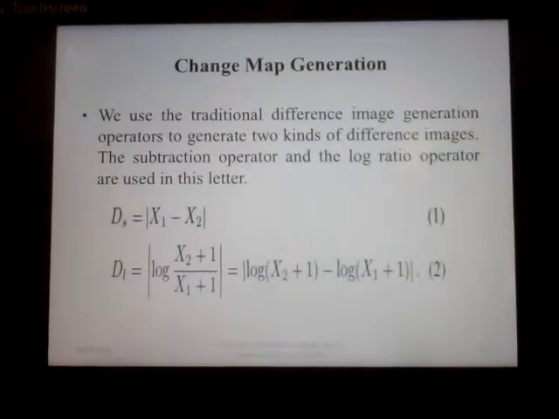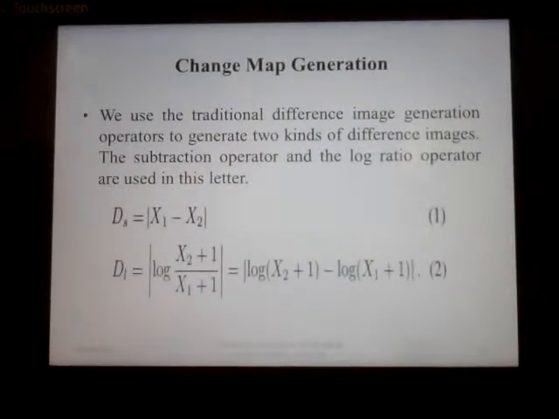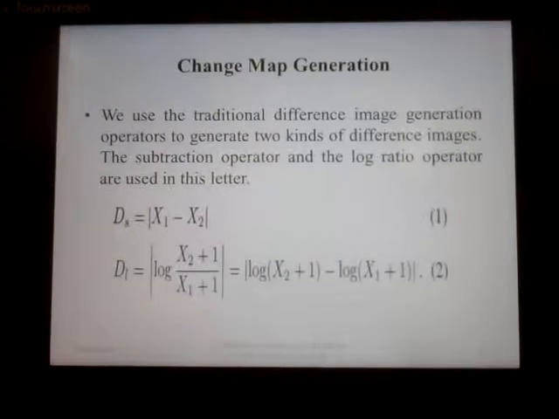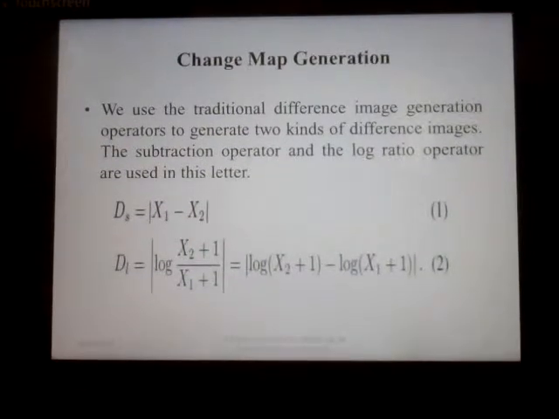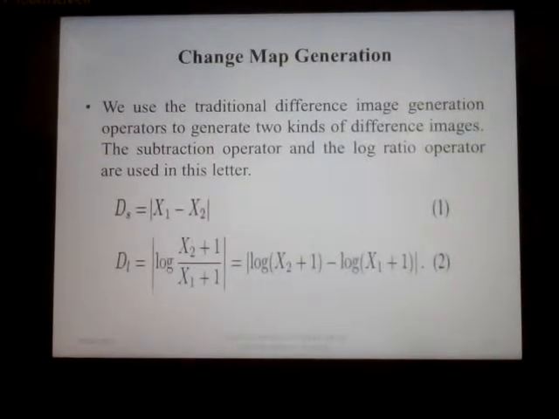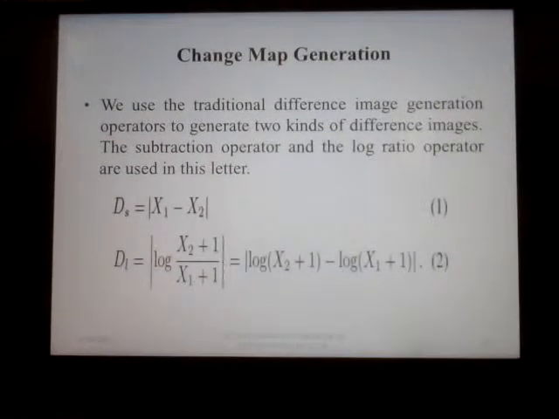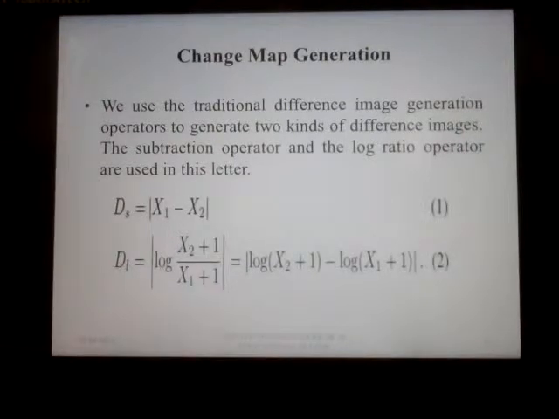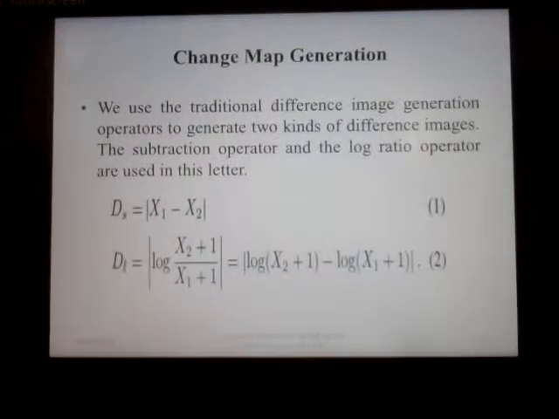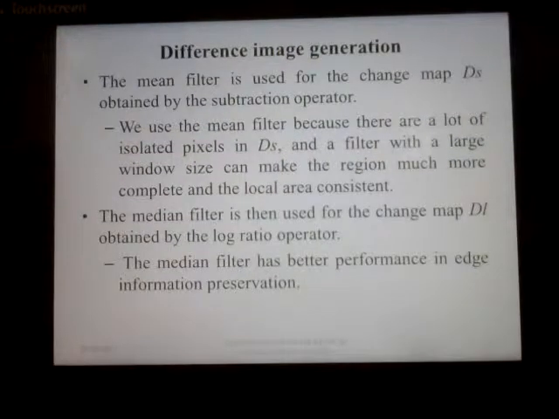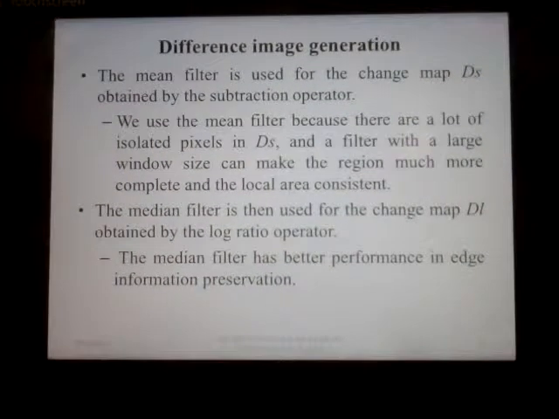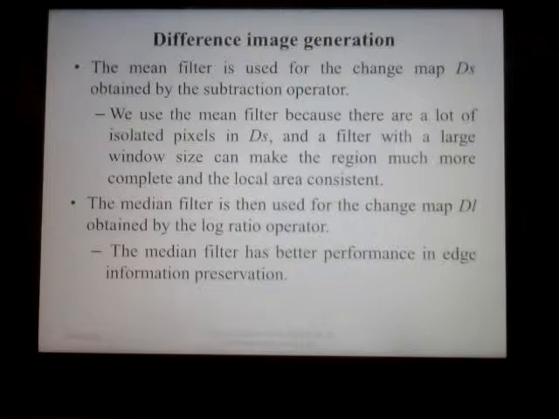Change map generation. We use the traditional difference image generation operators to generate two kinds of difference images. The subtraction operator and the log ratio operator are used in this letter. DS is the subtraction operator and DL is the log ratio operator. DS is given by modulus of x1 minus x2, and the DL operator is given by modulus of log of (x1 plus 1) by (x2 plus 1). Difference image generation: the mean filter is used for the change map DS obtained by the subtraction operator.